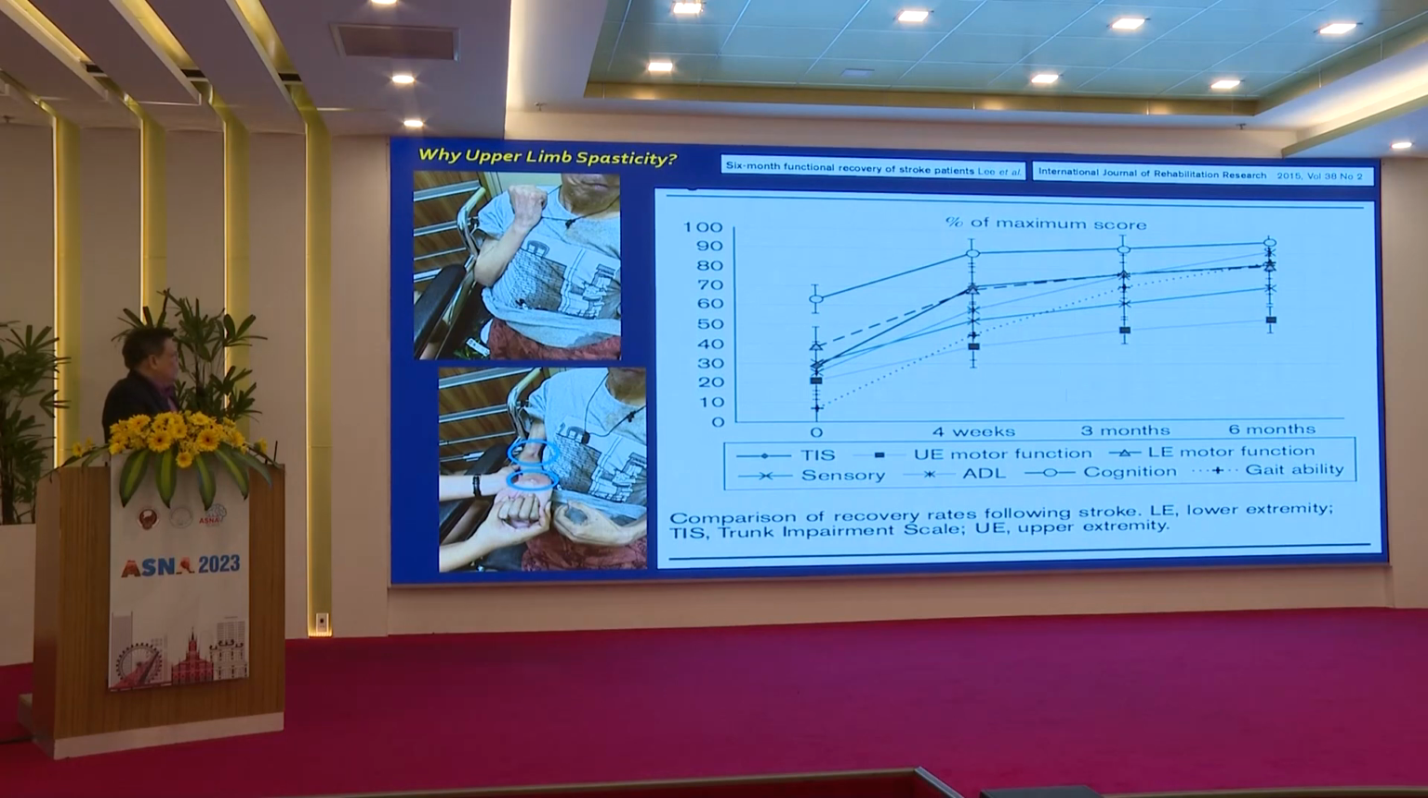And if you look at the 6-month functional recovery of stroke patients, you can see that it is the upper limb motor function that is really on the low side compared to the other factors that you can see, including lower extremity. So the upper extremity is an important target for treatment and a focus upon which we should be making more efforts in terms of treatment.